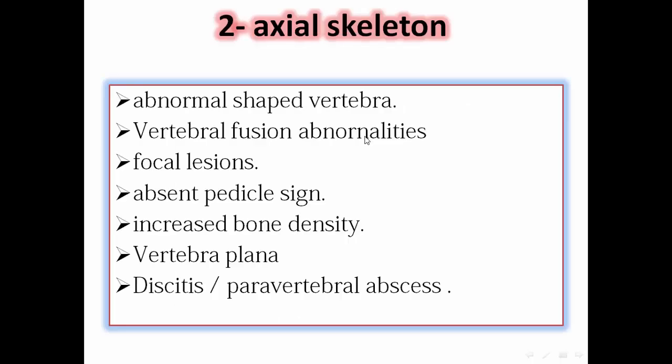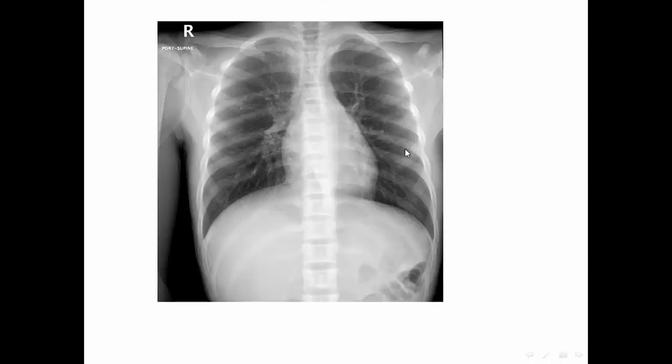Okay, so we're done with the abdomen. The second thing is to check the axial skeleton. A lot of stuff to check in the axial skeleton. Let's just go directly to the example. In this case, you check the abdomen, there are no gases, no abnormal calcification, no free air. After that you go to the axial skeleton.